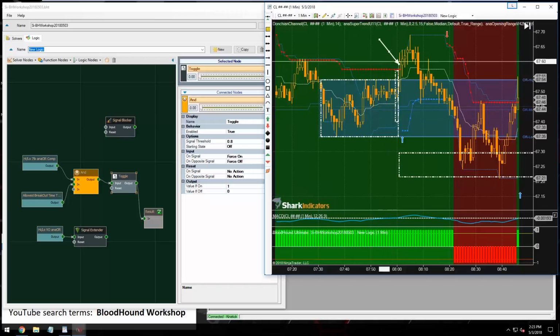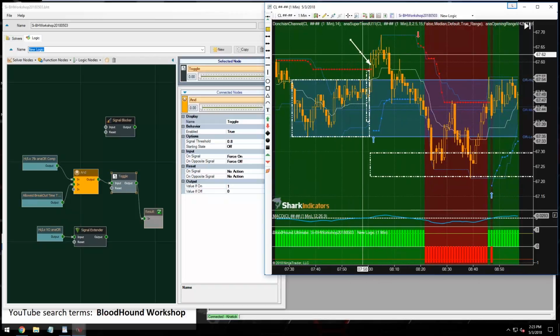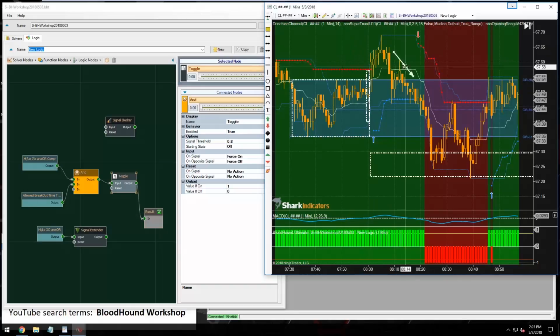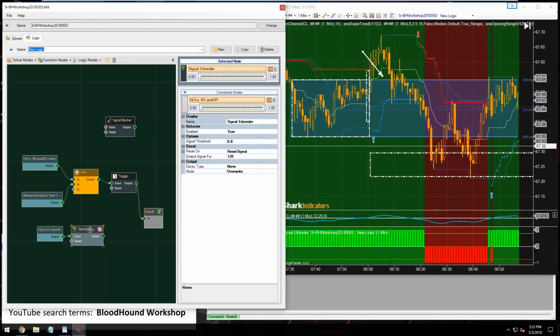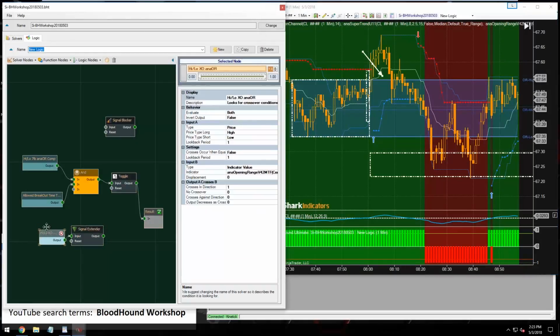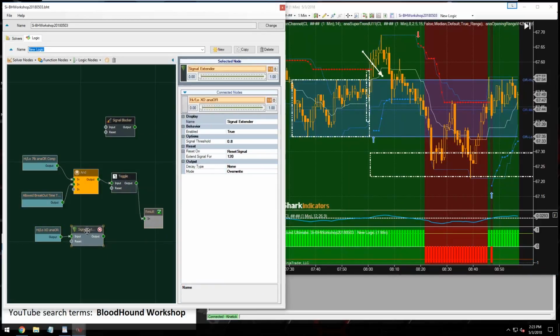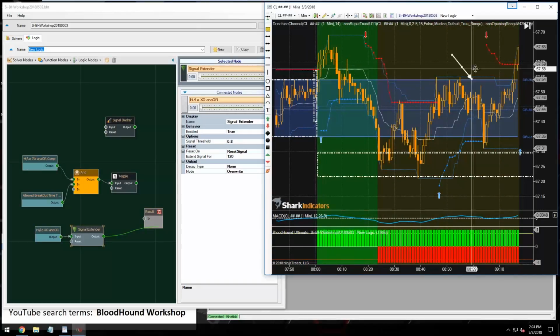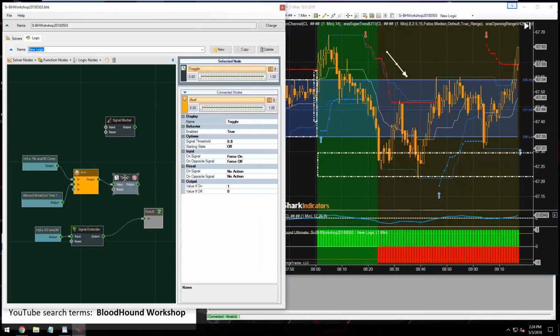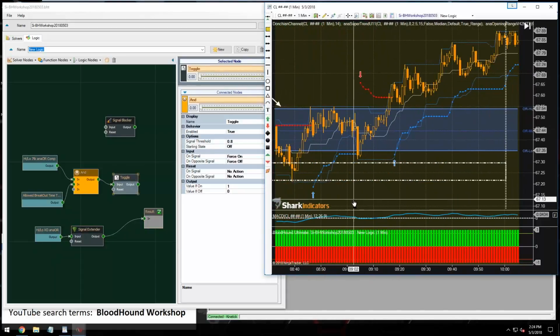But after the breakout occurs, well, I need to turn that toggle node off so that it's not telling BlackBird to take more trades, right? I don't want these signals going into BlackBird, so I need to turn that toggle node off. So I'm using the signal extender, right? So this solver is detecting the breakout, and then the signal extender extends that signal so that we can disable the toggle node for as long as necessary.